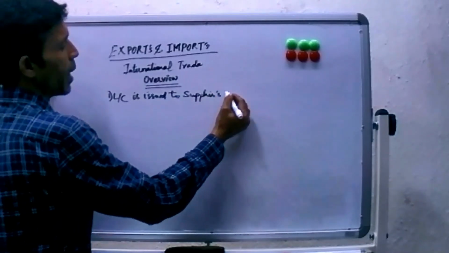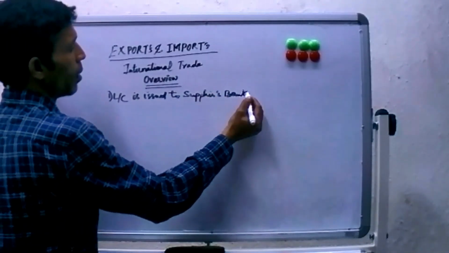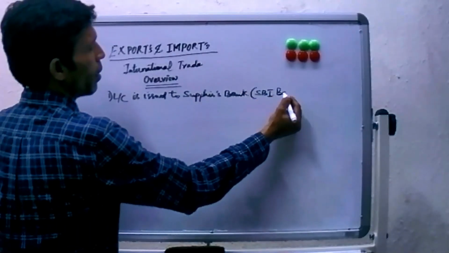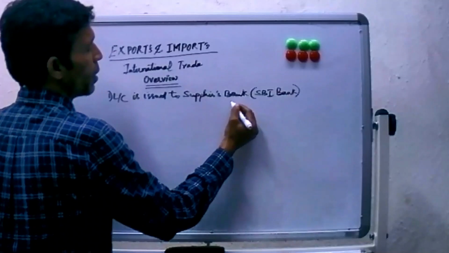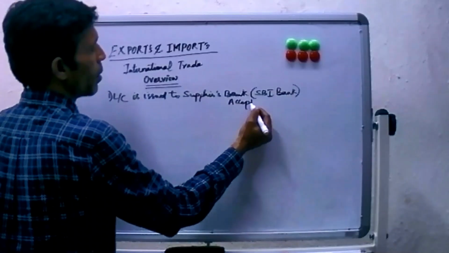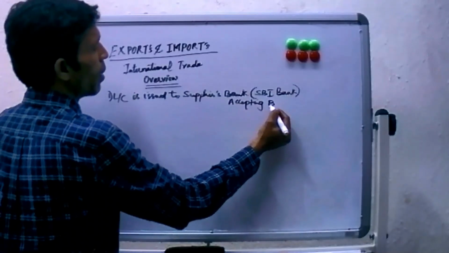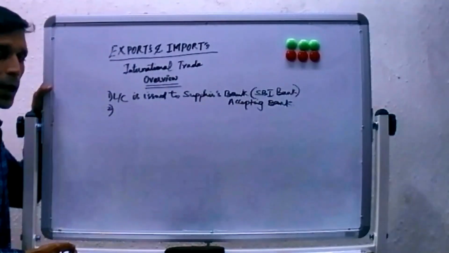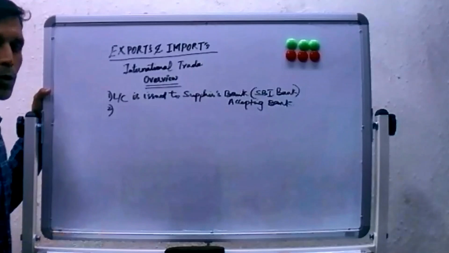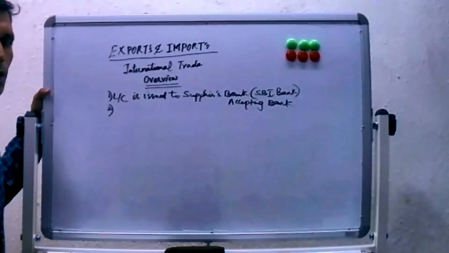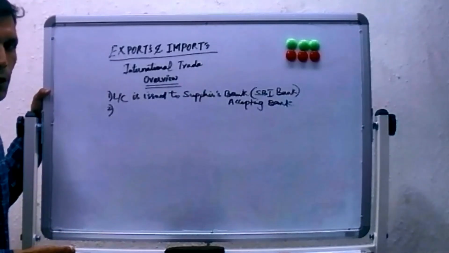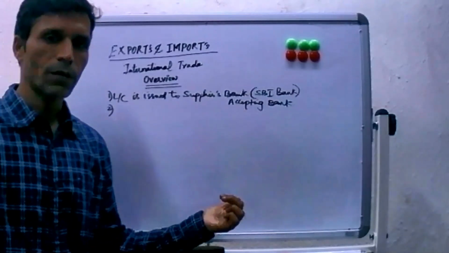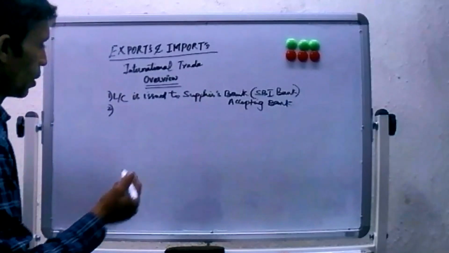The supplier's bank, SBI Bank, is nothing but the accepting bank. Now it is on the supplier's part to do his role, what he has already promised in the business contract, during the draft and the final contract, in which the supplier agreed that he will provide this product, sugar, to the buyer.